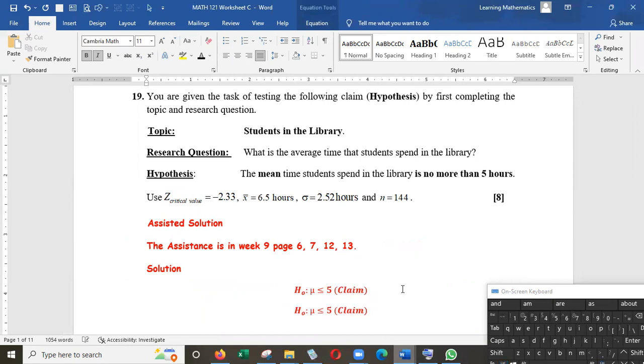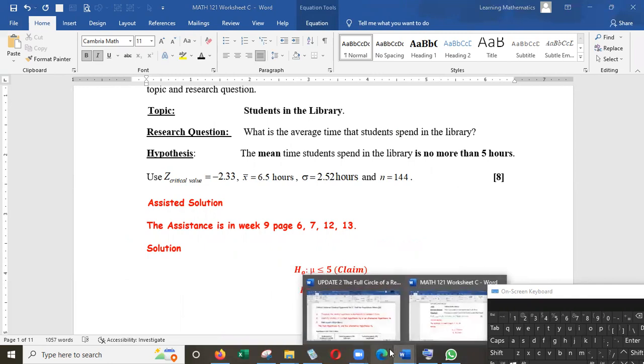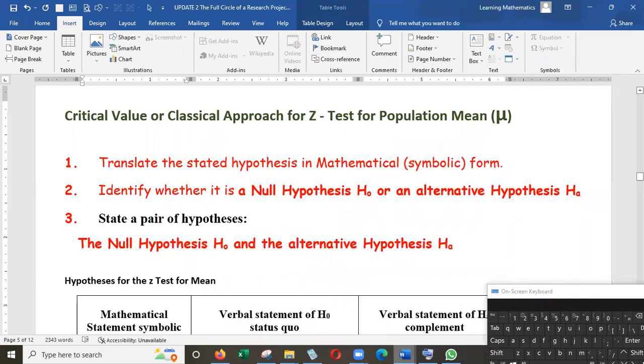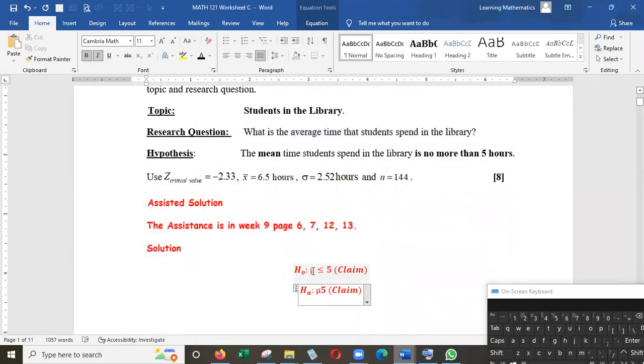Will be composed by it and the alternative. The alternative will be HA, and the appropriate symbol here, contradicting the null hypothesis, will be greater than. Okay, here it is, the alternative for no more than is more than. Yes, so while the null is saying no more than, the alternative is saying more than. Okay, and the alternative is not the claim, so we have to delete the word claim here. So this is the null and the alternative.